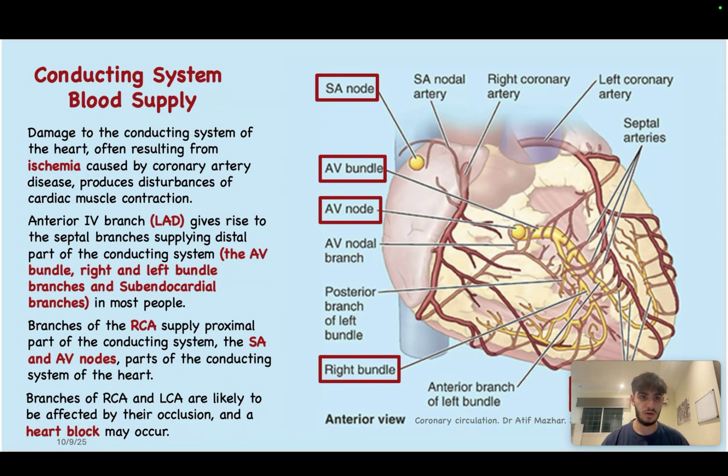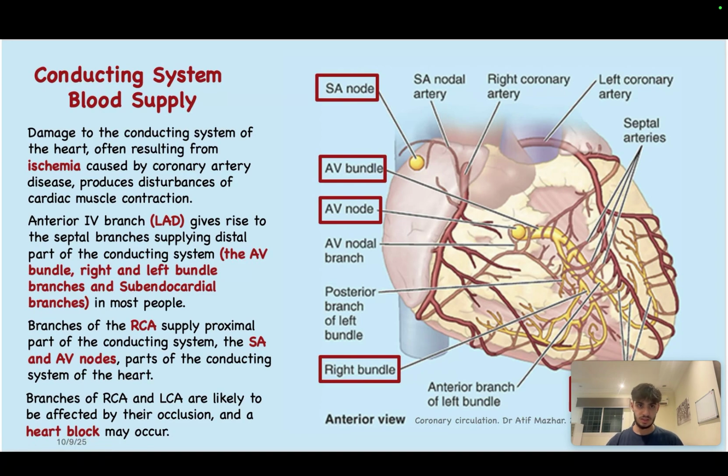Now, I wanted to talk about the conduction system of the blood supply. The doctor mentioned this at the end, but before we get into it, I want to explain the word ischemia. So what does ischemia mean? Ischemia means when blood is not reaching a certain part of the body. That means it's not going to be receiving oxygen or nutrients. I wanted to explain ischemia in case someone didn't understand it.